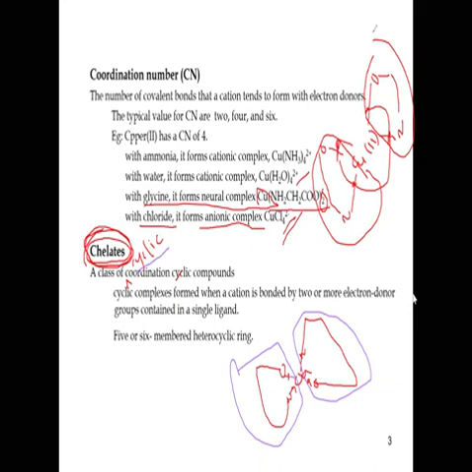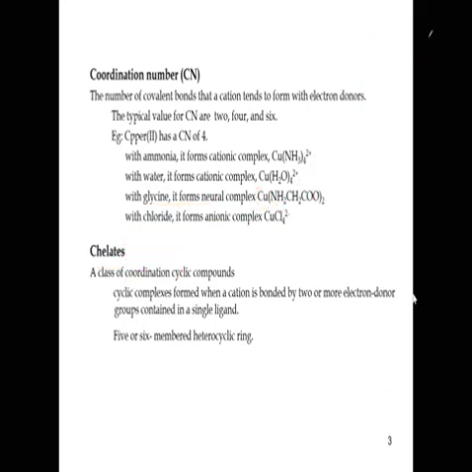Then let's move to the next slide. Okay, how do we get the cyclic complexes, the chelates? Cyclic complexes are formed when a cation is bonded by two or more electron donor groups contained in a single molecule.